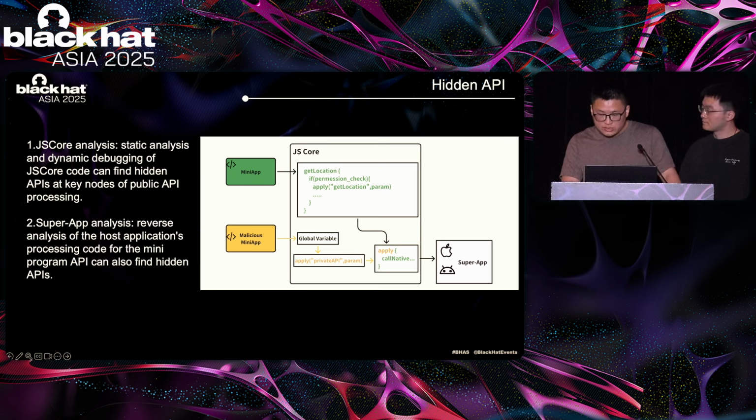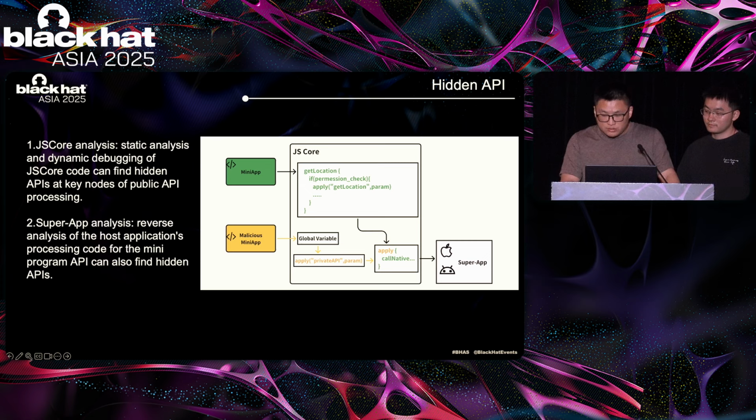Let's look at how to discover hidden APIs within mini apps. The first method is JS core analysis. As mentioned earlier, JS core acts as a bridge between mini apps and the super app. All API calls to native components are uniformly managed by JS core. It's worth noting that you can easily obtain the detailed JS core source code by using mini app developer tools or by connecting and debugging directly on a mobile device. Therefore, analyzing JS core is a highly effective method for discovering hidden APIs.